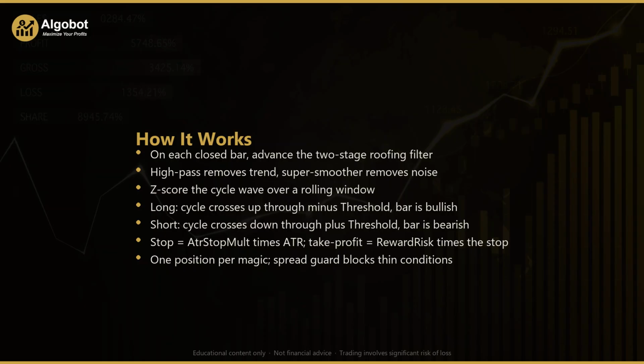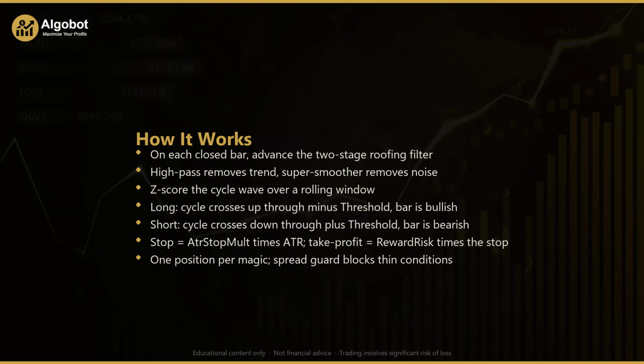On every newly closed bar, the EA advances its filter chain by one value. First comes the two-pole high-pass stage, whose cutoff is set by the HighPassPeriod, defaulting to 48 bars. Any swing slower than that cutoff is treated as trend and removed. The output then flows into the two-pole super smoother stage, governed by the SmoothPeriod, defaulting to 10 bars. Movement faster than that is treated as noise and removed. The result is the roofing output, a smooth cycle wave hovering near zero.